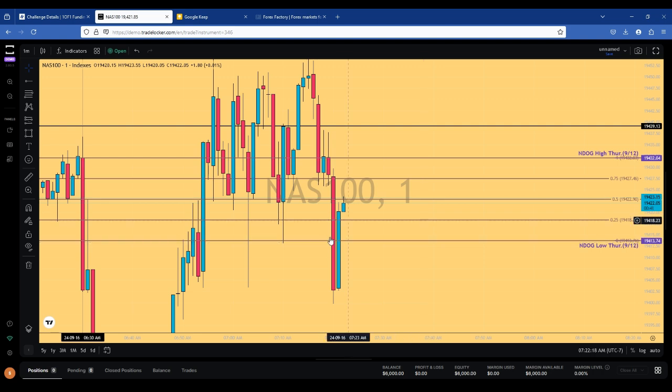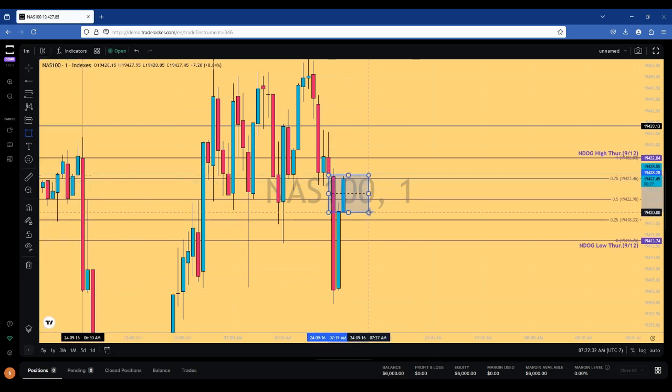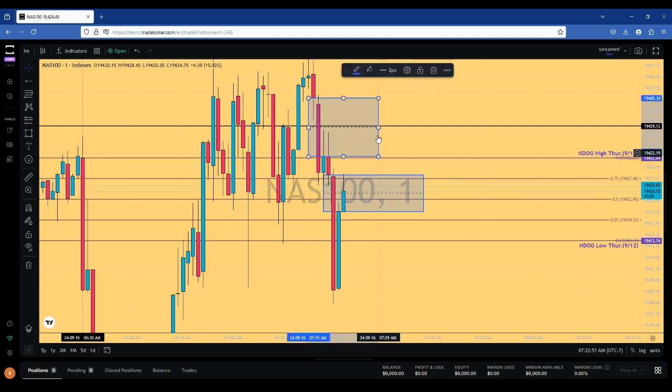So we got break of structure. Here we have our fair value gap. Let me draw it out. Fair value is right here. See what we do with that. If not, we got another one above it. One right here. So let's see what price wants to do.